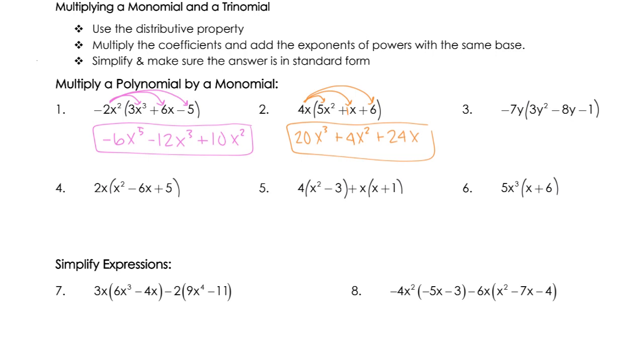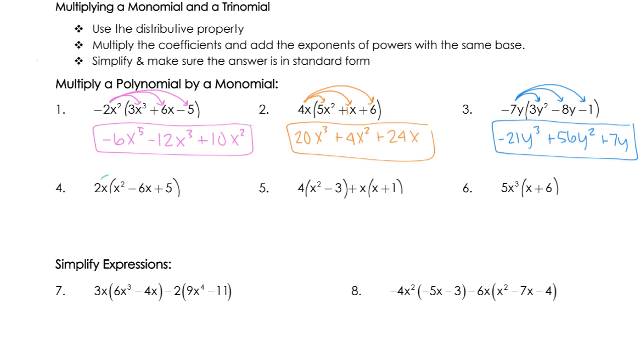On number 3, distribute the negative 7y, so then this would give me negative 21y cubed. Negative 7 times negative 8y would give us plus 56y squared. And then negative 7y times negative 1 would give us plus 7y. Again, it is in standard form, so good to go.